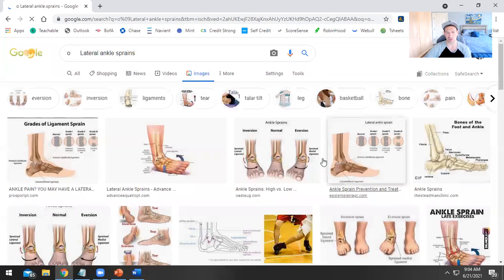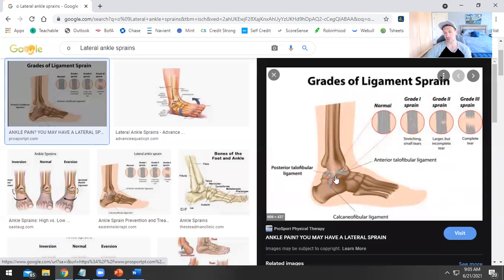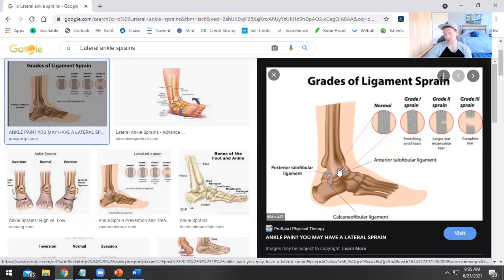That is going to be an injury right here. You will either see a tear in this ligament right here, which is your ATFL, not to be confused with your ACL, the anterior talofibular ligament. Sorry, I have that messed up. This is your ATFL. Here's your calcaneofibular ligament, this is your calcaneus, this is your fibula. That's the most common one.